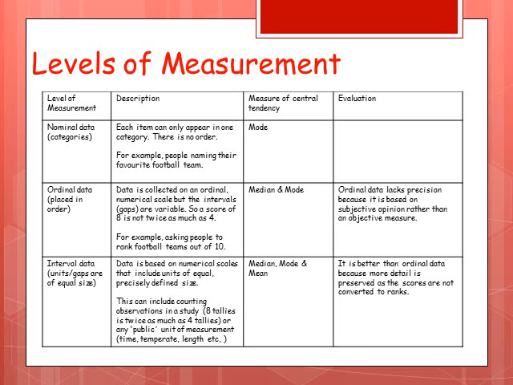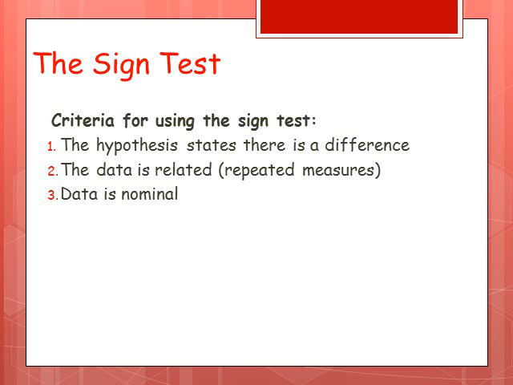Generally it's better than ordinal data because it is more detailed and it preserves the scores that are not converted into ranks. So the sign test. The sign test is the only statistical test that you will be asked to carry out. The other ones, you just need to know the criteria of when and why you would use them, and you might be asked to input data within a formula that's given to you, but you won't be asked to calculate it. So why would we carry out the sign test?